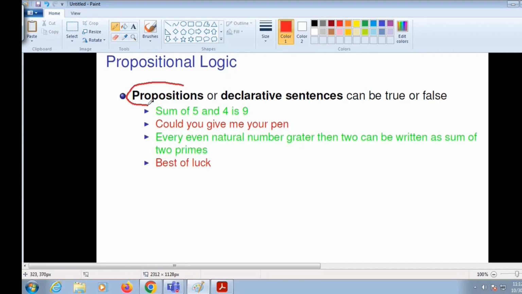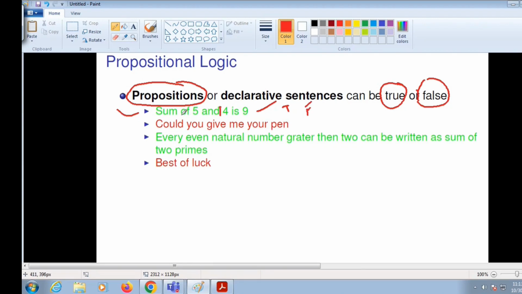Propositions are the sentences that can be assigned a true or false value. Only those are right knowledge. If you want to provide me knowledge, this particular sentence must be assigned a true or false label. For example, the sum of 5 and 4 is 9. You know that this is a true statement. If I say that the sum of 5 and 14 is 9, it is also a proposition. It is a declarative sentence, so it is also a proposition. At that time, it is false.